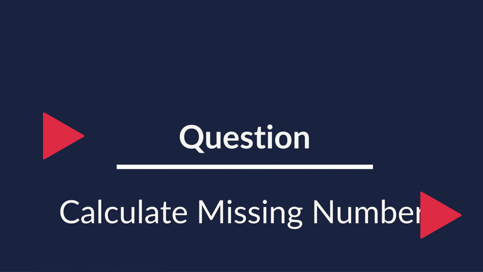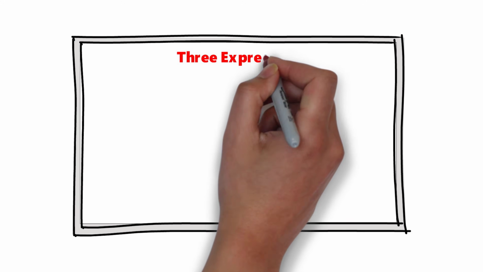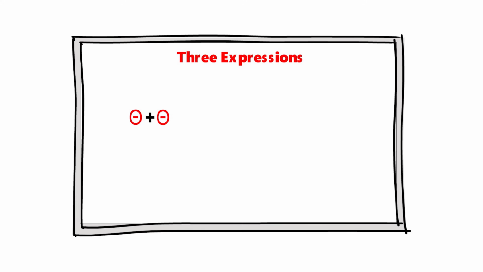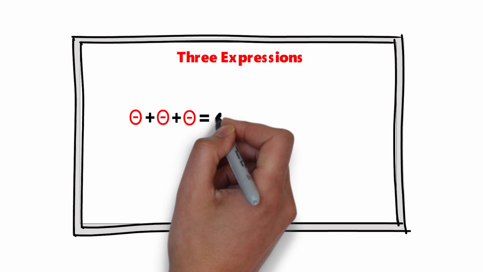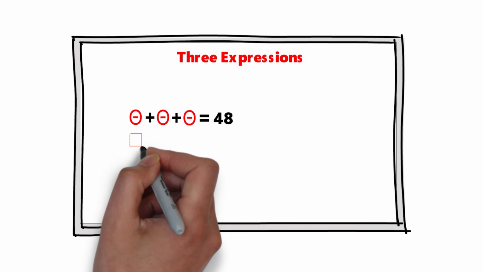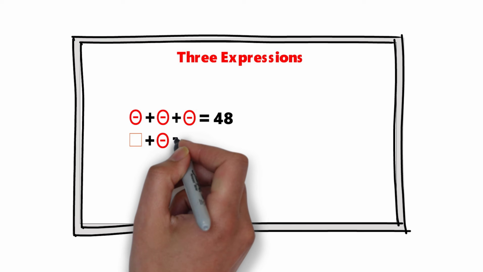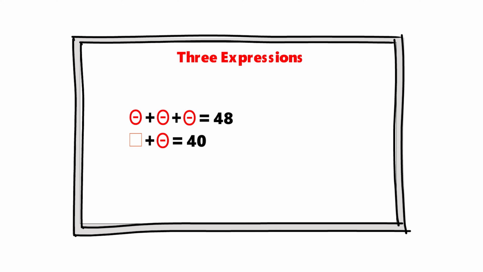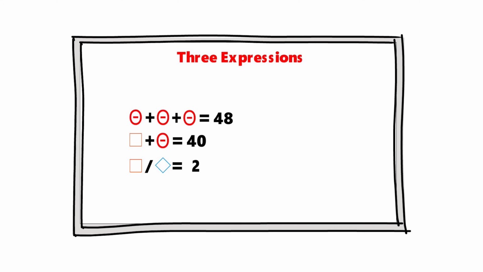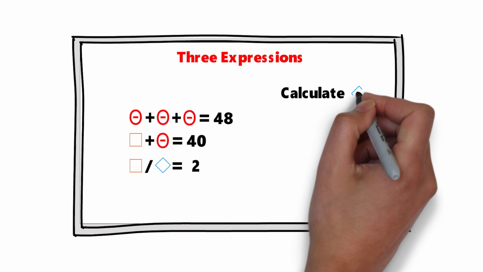Here's a cool question which is frequently used on the test. You're presented with 3 expressions. Circle with the dot inside plus another circle equals 48. In the second expression, you add square plus circle and the result equals 40. And in the third expression, you divide square by the diamond and the result is equal to. So you need to calculate the diamond.